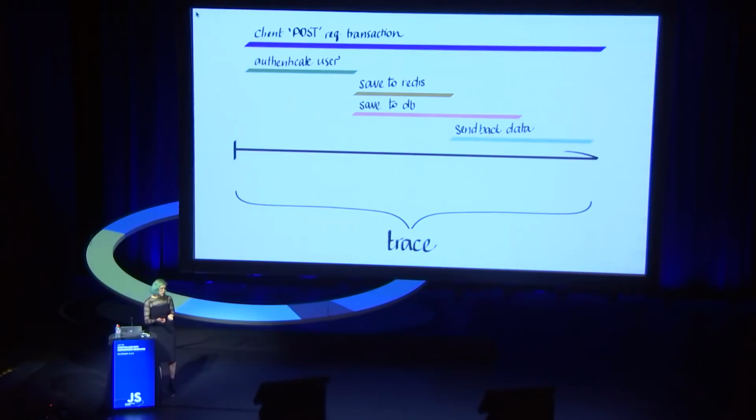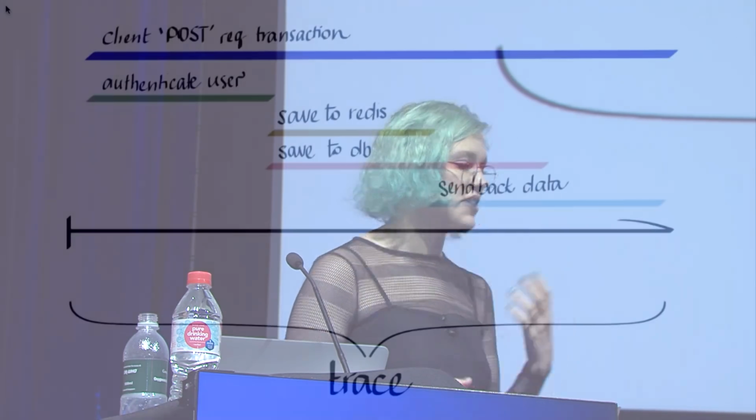And then from that post request, we want to authenticate the user. We want to, from that post request, get the data and save it to Redis, but we also want to save it to the database, so these are 2 spans that can work at the same time. And then we want to send back some sort of message to the user, and so that entire thing makes up the trace, with these different transactions put together in there.